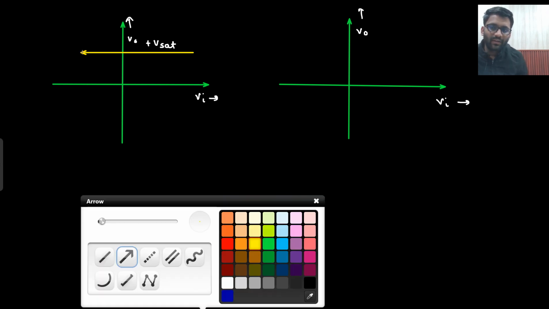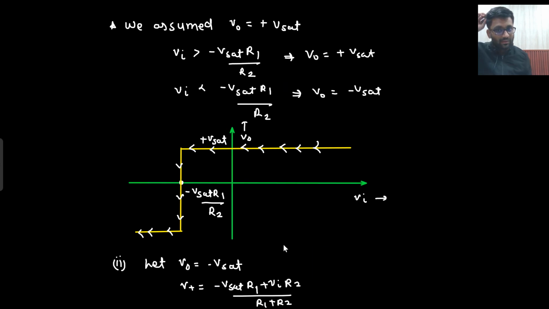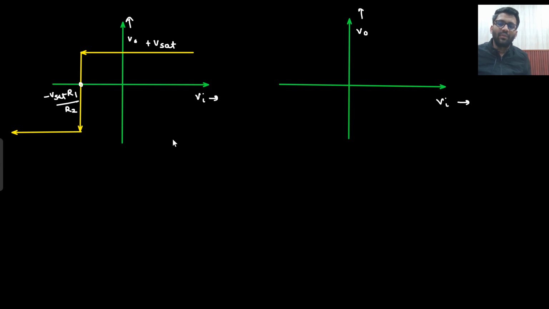Then what happened? I kept on decreasing my input. At some point, the output went to minus V set. And this point was minus V set into R1 by R2, right? This was the point, minus V set into R1 by R2. And this arrow sign you are understanding, right?